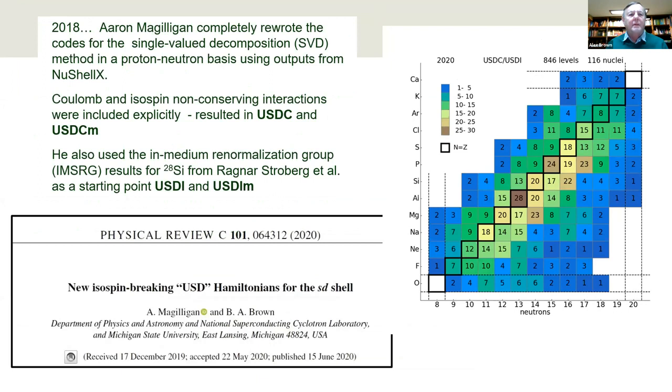So in 2018, my new student, Aaron, who you'll hear just after this, completely rewrote all the codes for doing singular value decomposition, and we moved over to a proton-neutron basis using outputs from NuShellX. And he included Coulomb and isospin non-conserving interactions explicitly. And these resulted in two new interactions, USDC and USDCM, which he will explain. And he also used as a starting point in-medium renormalization group results for silicon-28, and these are called I and IM. So we're just making the family of USD bigger and bigger, and this is the paper that we published this year on that. And as you see on the right-hand side, this includes explicitly data for both neutron and proton rich, and he will explain all the nice details of that.